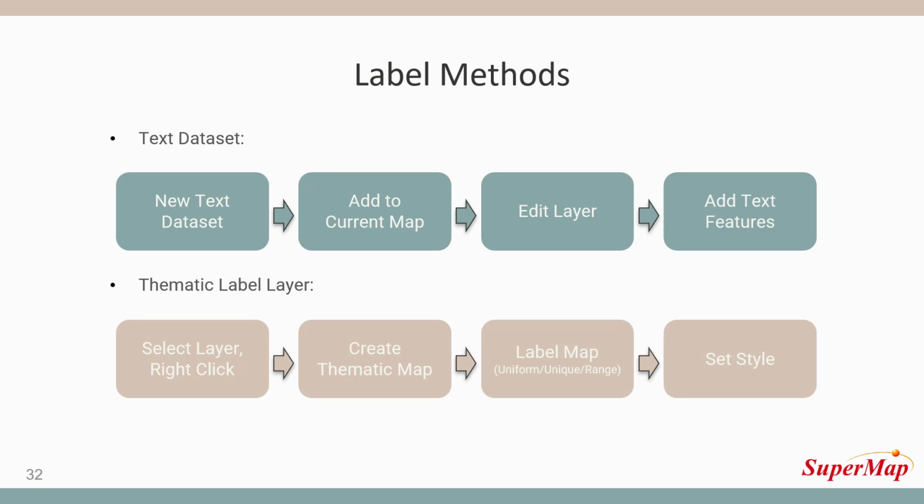Then let's see how to create labels on the map. First, for the text datasets, we have to create a new text dataset at first, and then add these datasets to the current map and edit the text in this layer. And at last, save the edits. If we want to create a semantic label layer, we have to choose the layer and right-click on it, then create a label semantic map. We provide three kinds of label maps: uniform, unique, and range. You can choose one according to your mapping requirements. After creating the labels, we can set the styles of the labels.